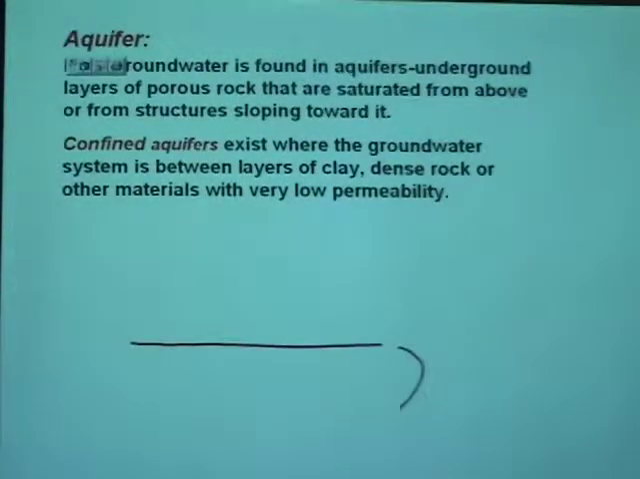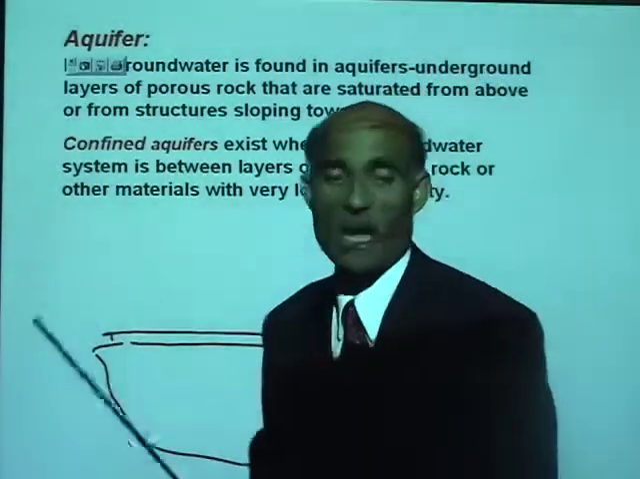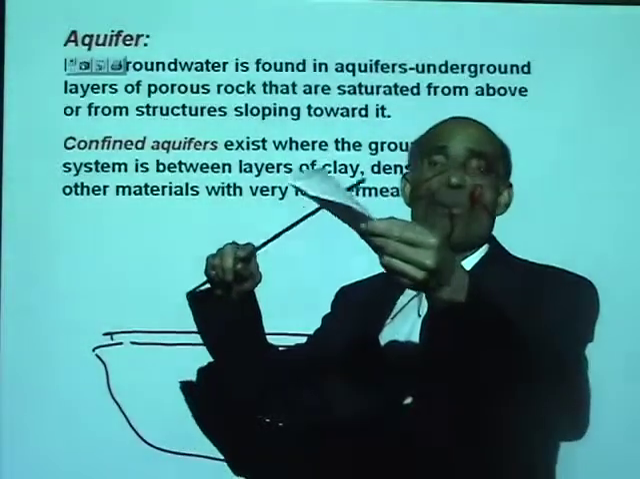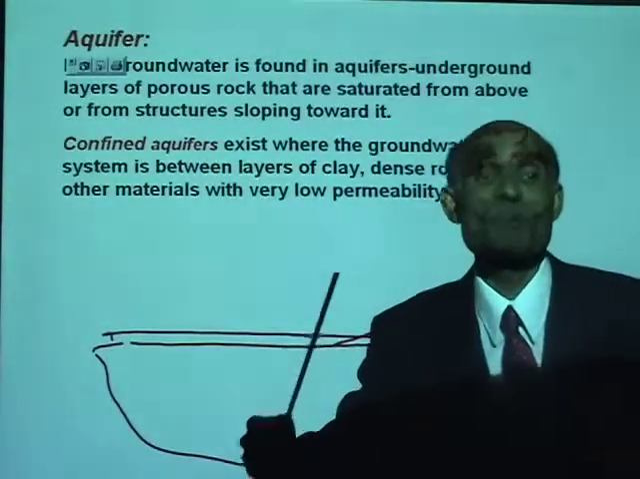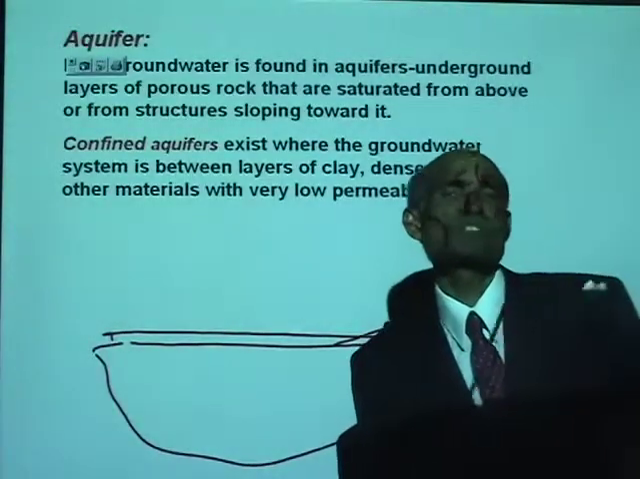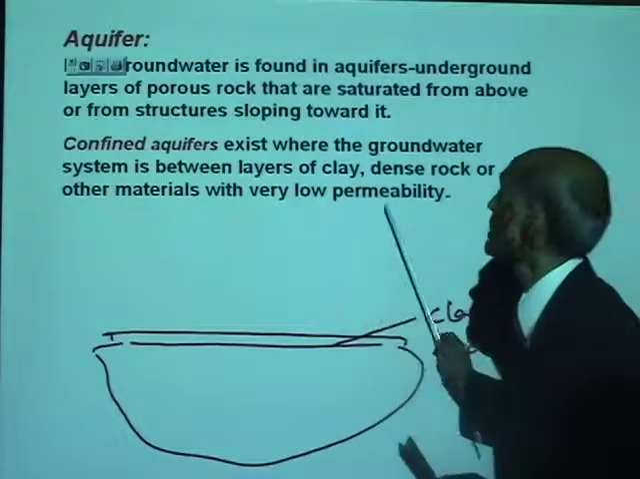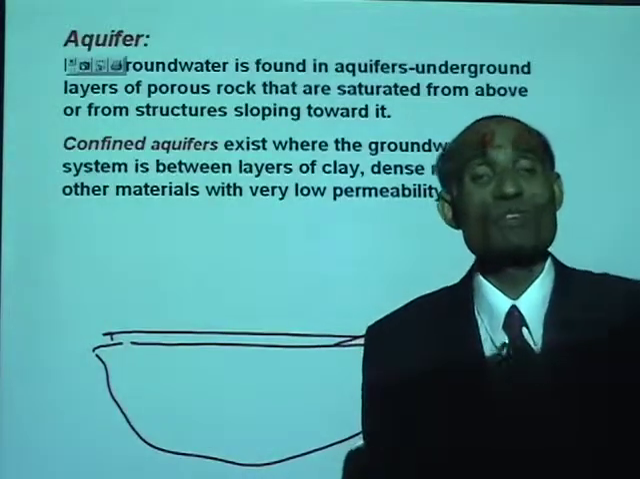Now, suppose this is the aquifer over there. On top, there you have a layer of clay or dense rock of low permeability. What is the meaning of permeability? A substance that allows water to go through is a substance of high permeability. Permeability is the ability to permit something to pass through. A substance of low permeability will not allow water to pass through.